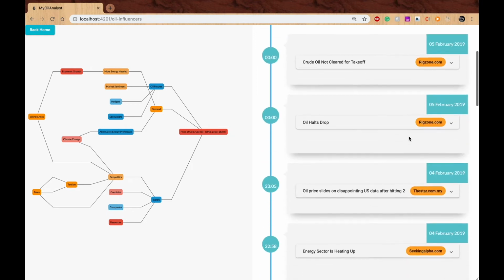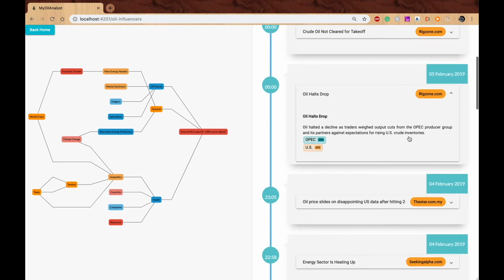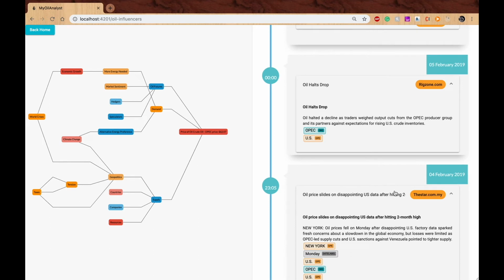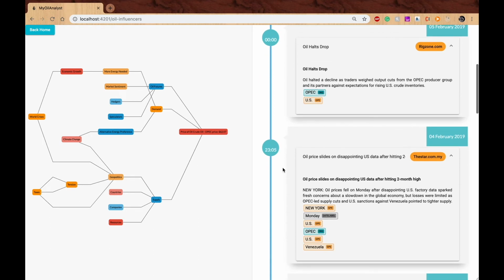I'm going to open the second and the third article. We can see that each article has a title, a source, and a description, on which we will perform named entity recognition in order to spot out what an article is about. For example, here we have this title: Oil price slides on disappointing US data after hitting 2-month high. From the entities recognized, I spot the date of Monday, the entity OPEC, which is the Organization of Petroleum Countries, the United States, and Venezuela. The entities help me spot out faster what happened.